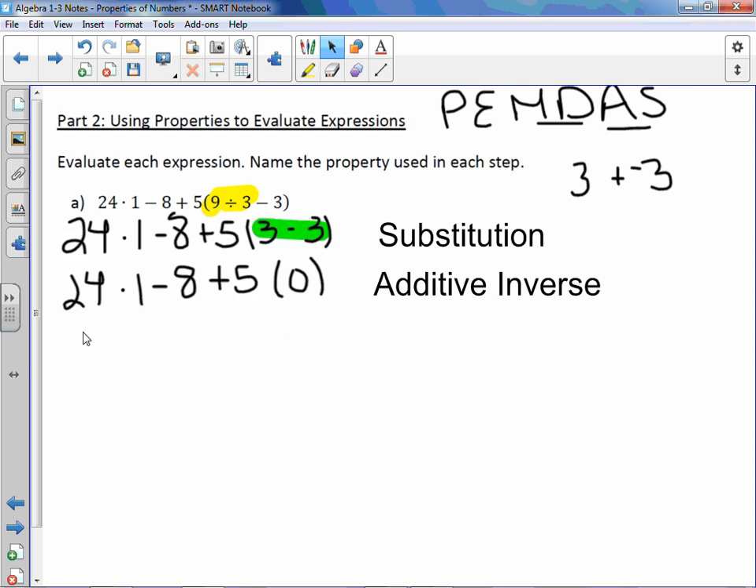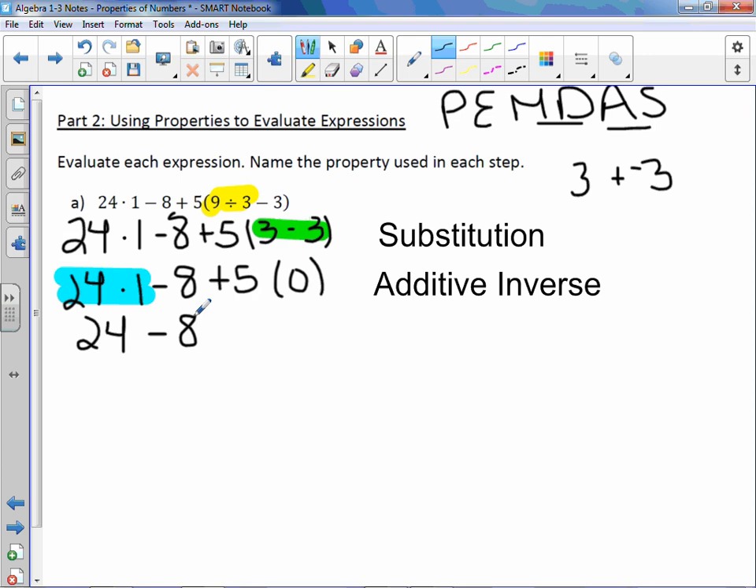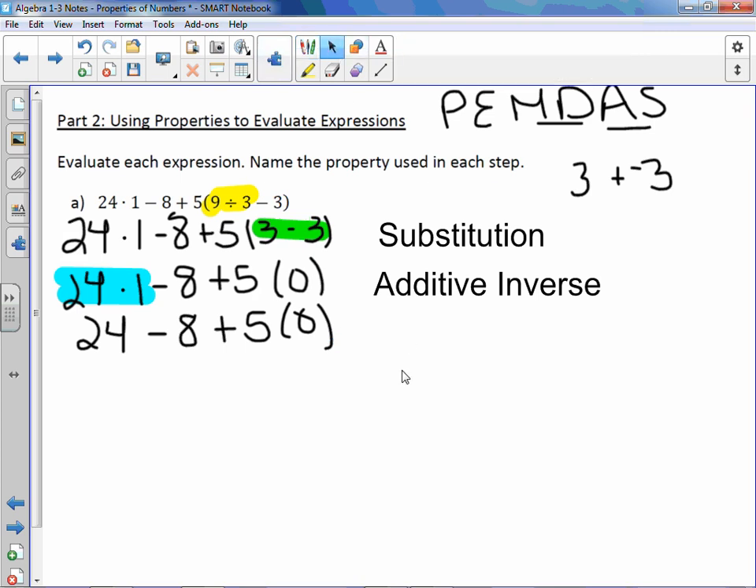Okay, next thing we need to take care of is multiplication. We have no exponents, so we're on to multiplication and division from left to right. So let's take care of this 24 times 1. 24 times 1 is 24. And bring down everything else. Well, 24 times 1 is the multiplicative identity.